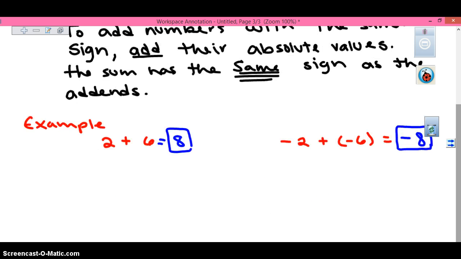Now, what I use to remember this rule is a little song that sounds like row, row, row your boat. Same sign, add and keep the sign.